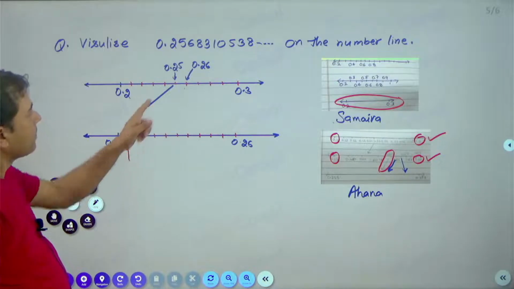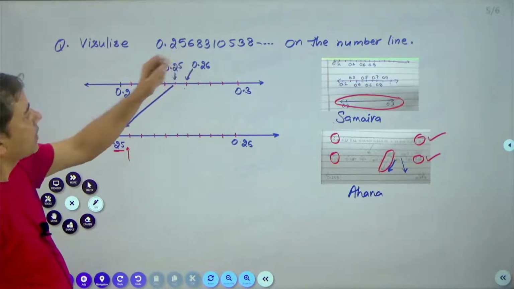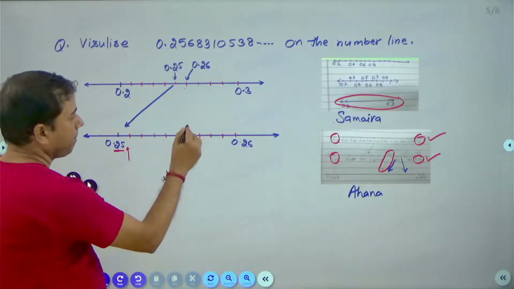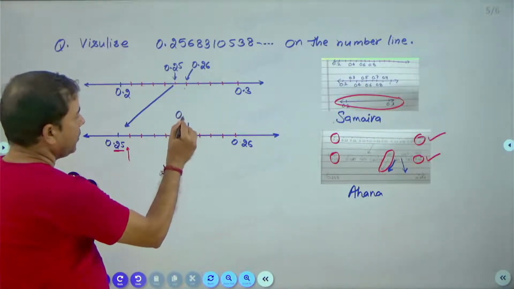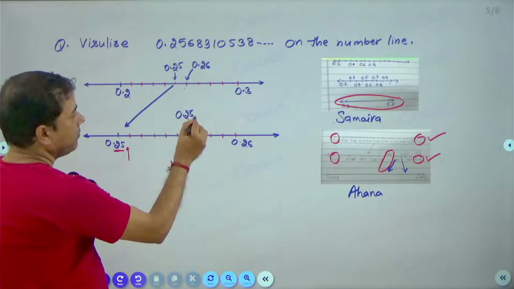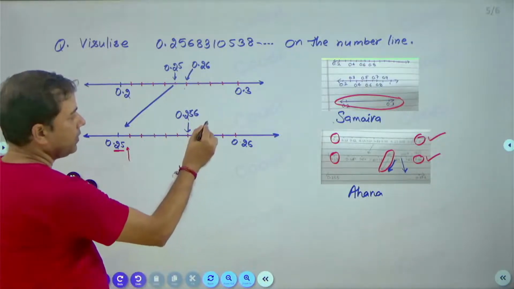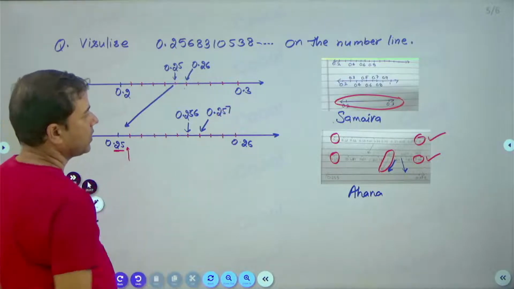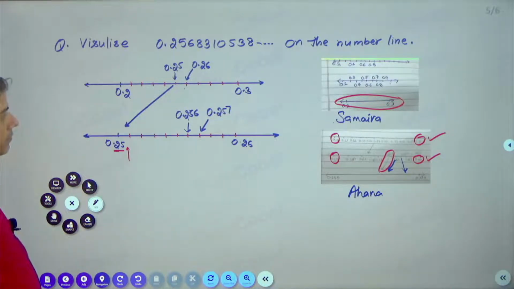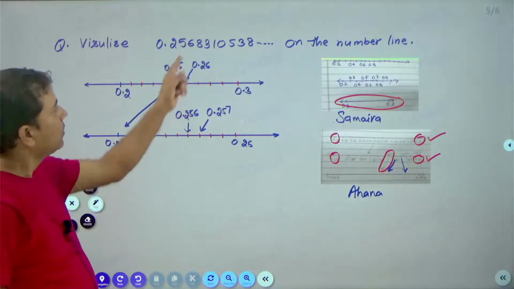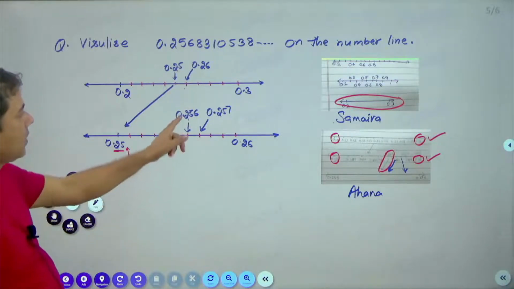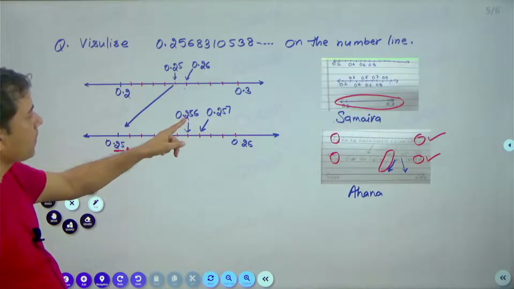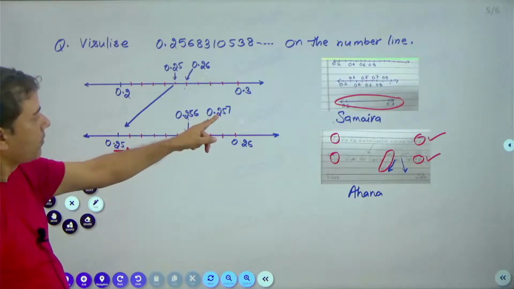After 5, the third digit is 6. So 1 2 3 4 5 6. This one 0.256, and this one 0.257. So between these two, our number lies. 0.256. This number is more than this, but lesser than this. Check it.